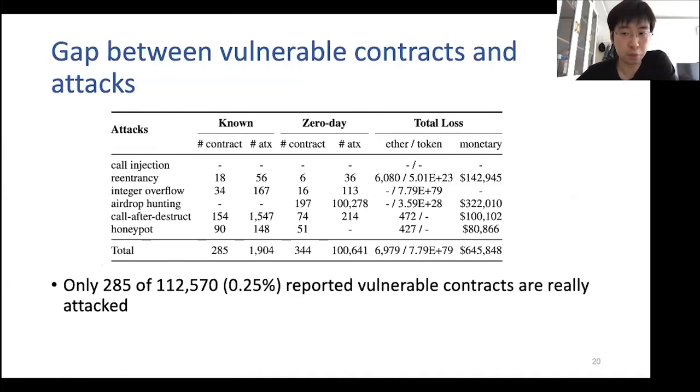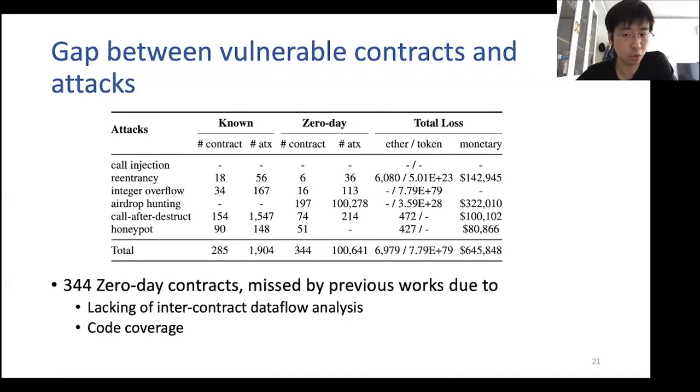I present some important results here, and please refer to our paper for more. From our results, only about 0.25% of the vulnerable contracts in 6 previous works are really attacked. On the other hand, we find attacks against 344 contracts, which have never been reported by previous work and open source tools. They are missed due to low code coverage and lack of inter-contract data flow analysis.